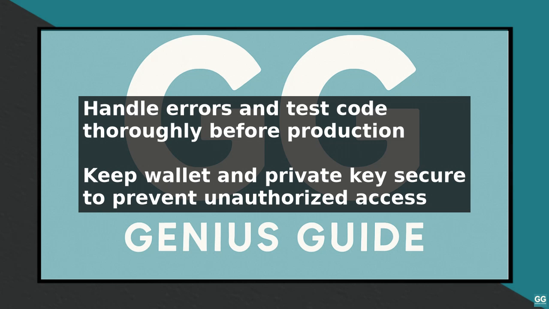In summary, setting up the Uniswap SDK involves installing the required packages, importing the Uniswap SDK into your JavaScript file, setting up a wallet and connecting it to the Ethereum network, and using the Uniswap SDK to interact with the Uniswap protocol. By following these steps and best practices, you can use the Uniswap SDK to build powerful and secure applications that interact with the Uniswap protocol.